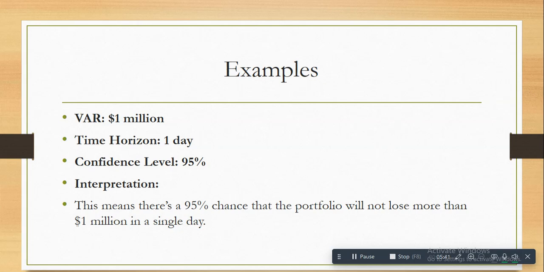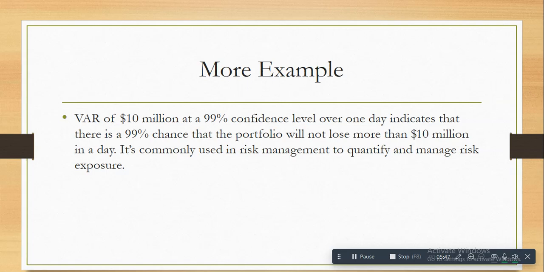So remember the VAR components and how a VAR statement is read. Another example, VAR of $10 million at 99% confidence level over 1 day. So what does this indicate? This indicates that there is a 99% chance that the portfolio will not lose more than $10 million in a day. Or in an alternate way, we can say that there is a 1% chance that the portfolio in a day will lose more than $10 million. So this is how you can interpret VAR statements.